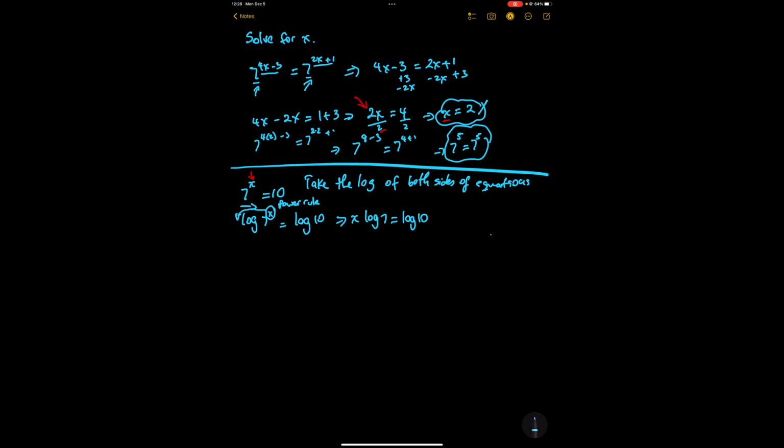Now, remember, we are looking for x. What does x equal now? So now x is equal to, we're going to be dividing both sides by log 7. So that will be log 10 over log 7. And then you get to do the calculation. Whatever number you get approximately for x is that number right here.